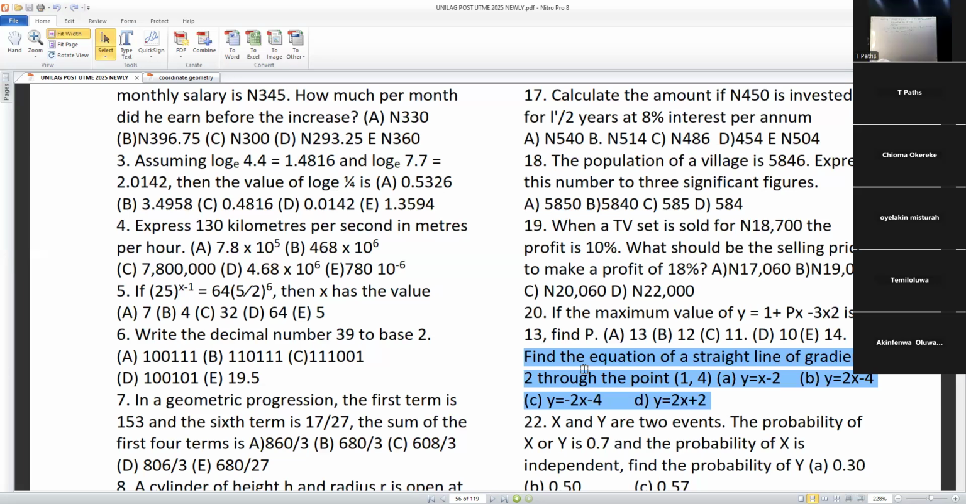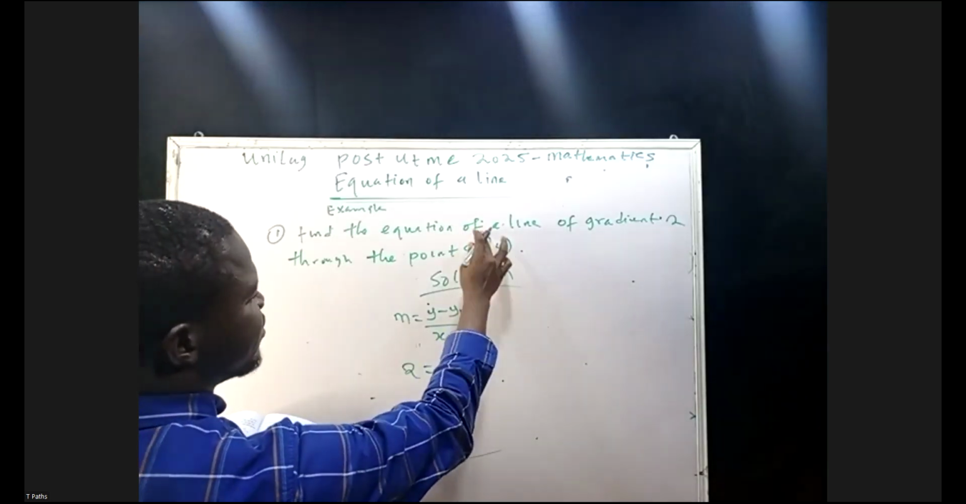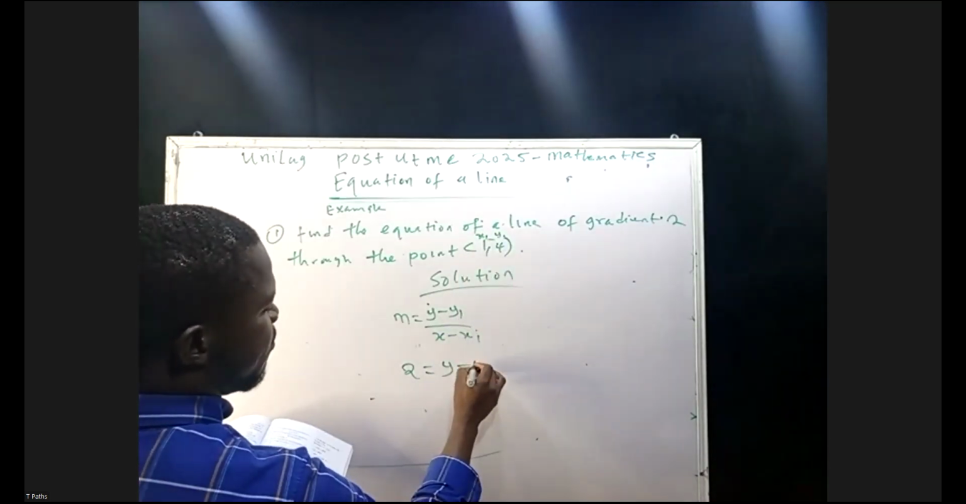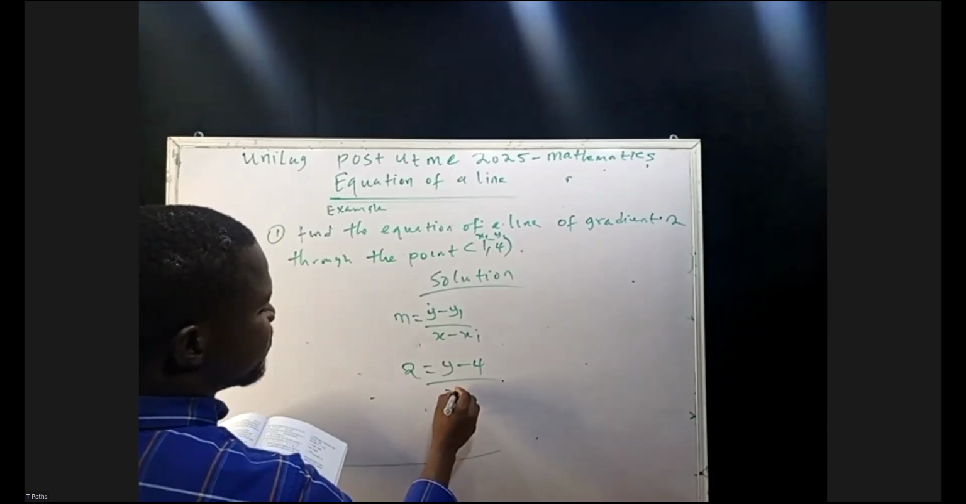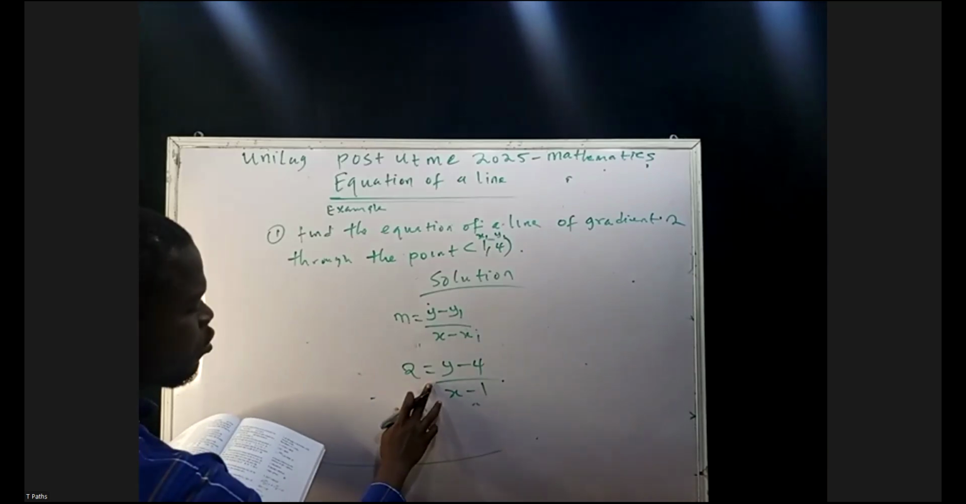Now, we have this question. The formula we have to use, you know this formula that says m is equal to y minus y1 over x minus x1. So what is m? M is this gradient, which is 2. This is x1, and this is y1. Y minus 4 over x minus 1. So you have this equation.